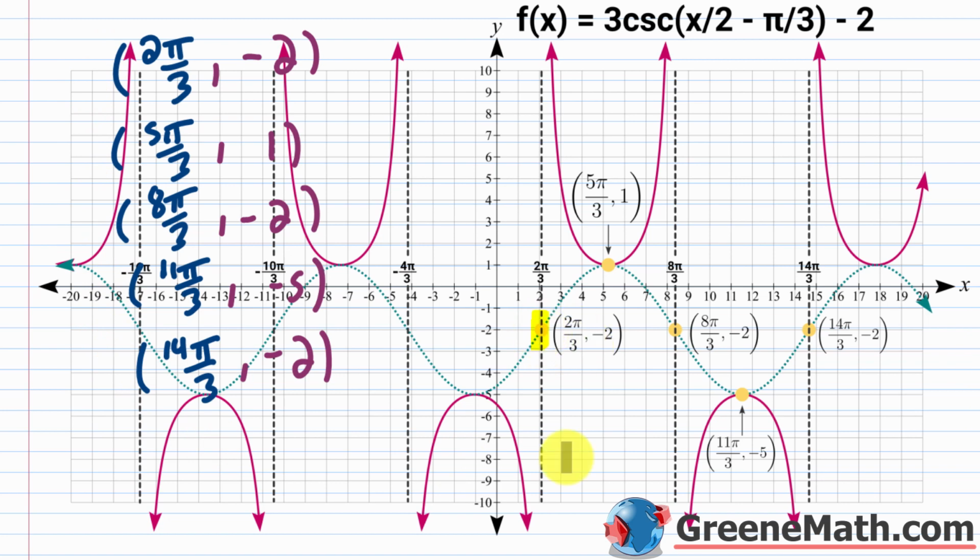Let me just highlight that real quick. And then you have your 5 pi over 3 comma 1. You have your 8 pi over 3 comma negative 2. You have your 11 pi over 3 comma negative 5. And then you have your 14 pi over 3 comma negative 2. So those are your points on the sine graph.